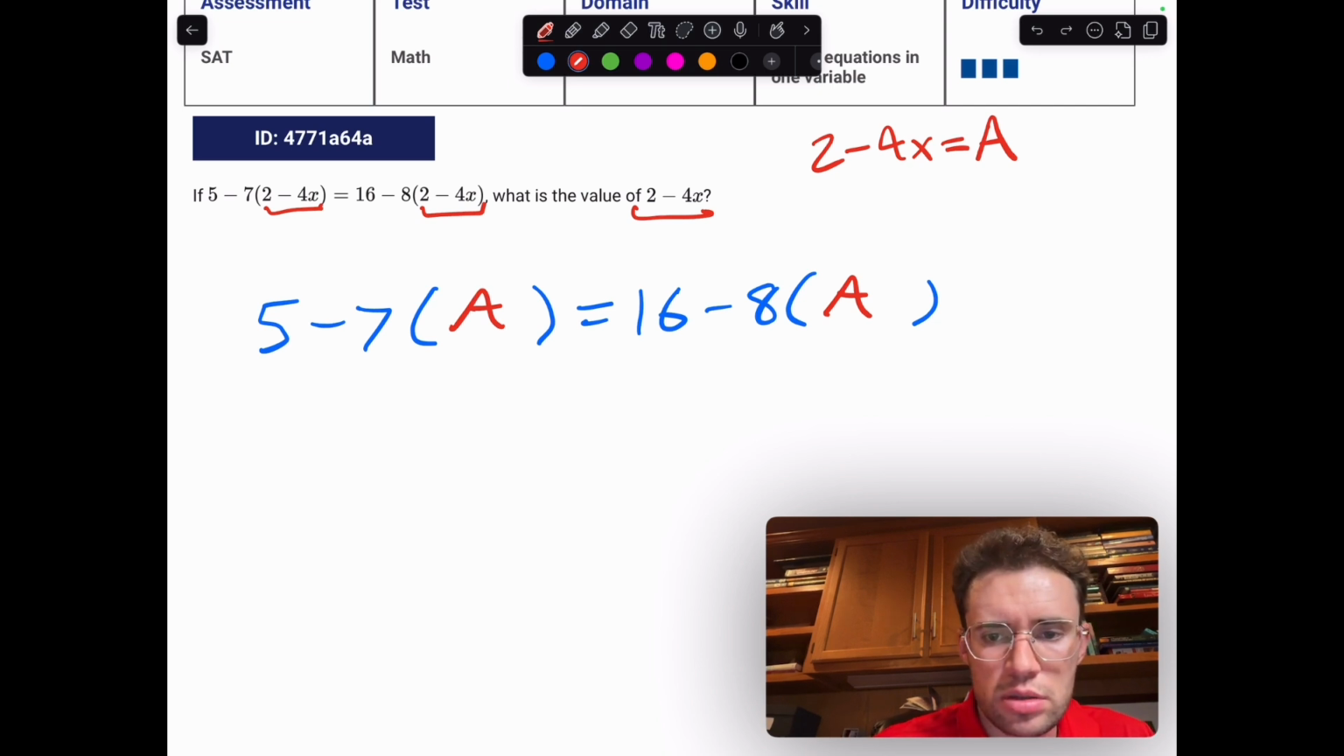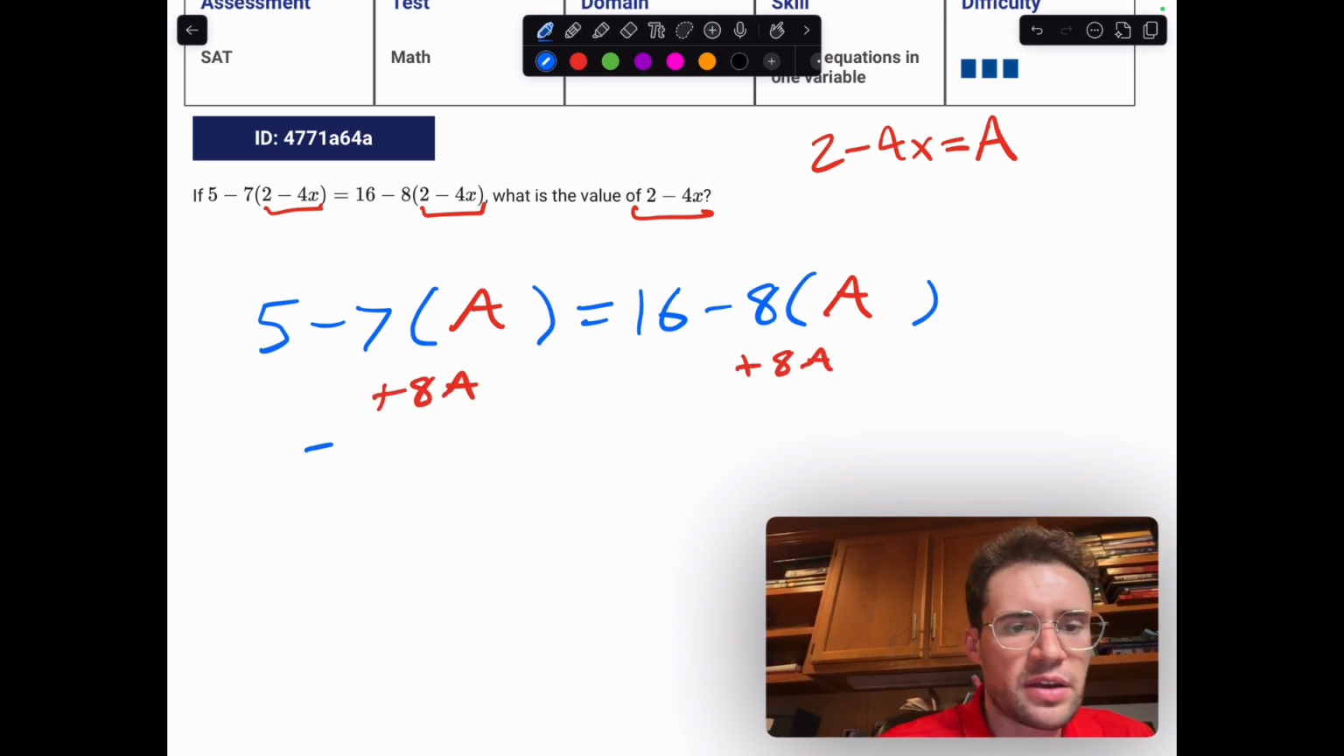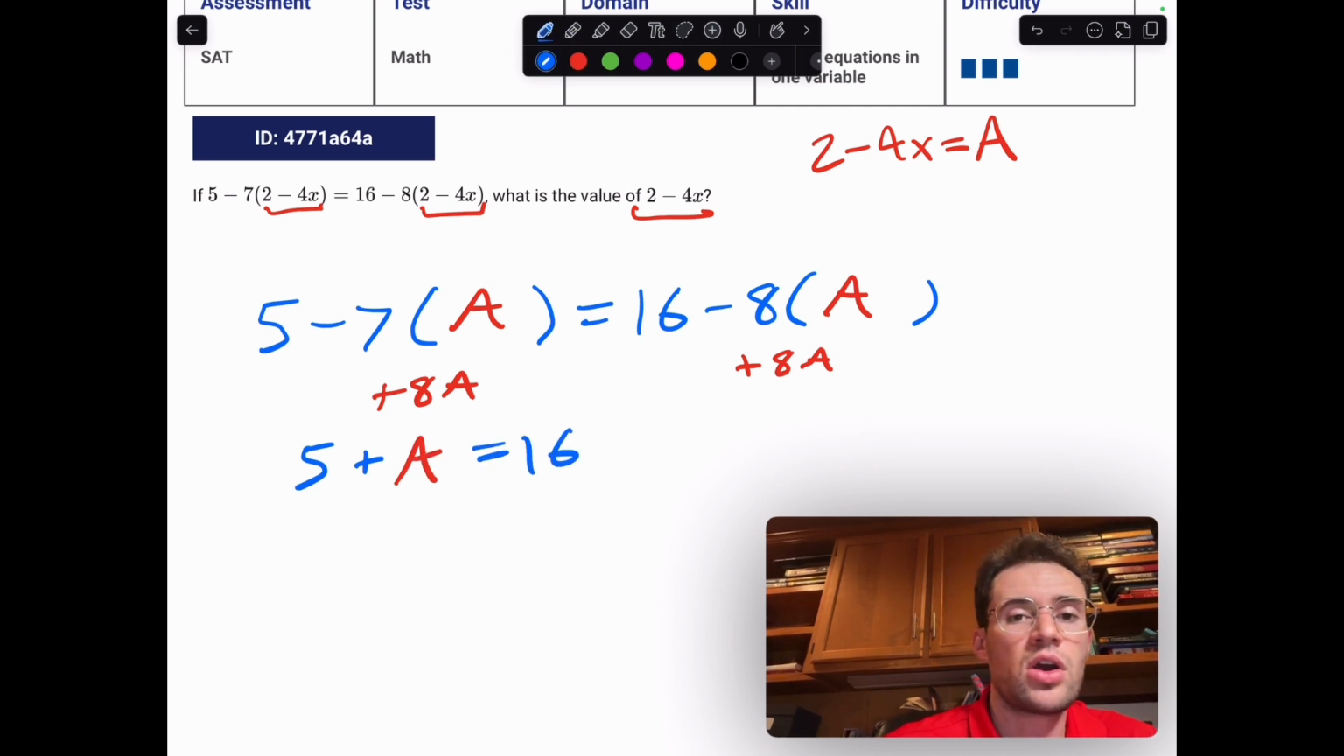So you just would get all of your a's on one side. So add 8a to both sides, gives us 5. And then -7a plus 8a is going to be 1a. So you just call that a. So 5 plus a equals 16. You think, what plus 5 makes 16? It's 11. Or you just subtract 5 from both sides, which gives the same thing. A is equal to 11.